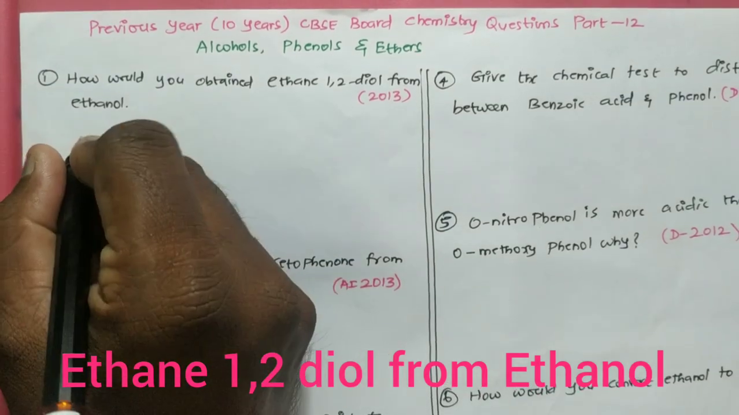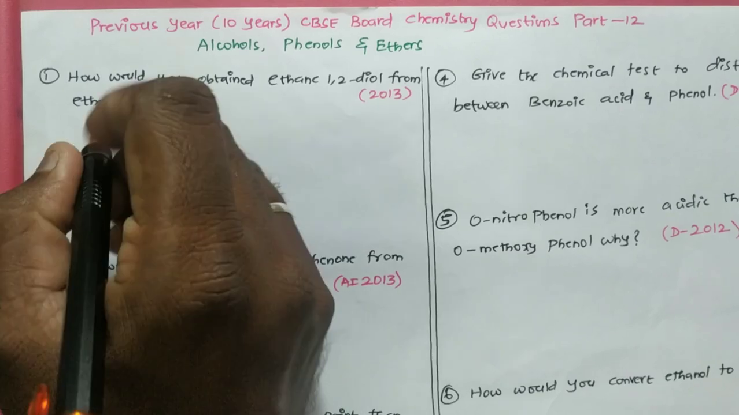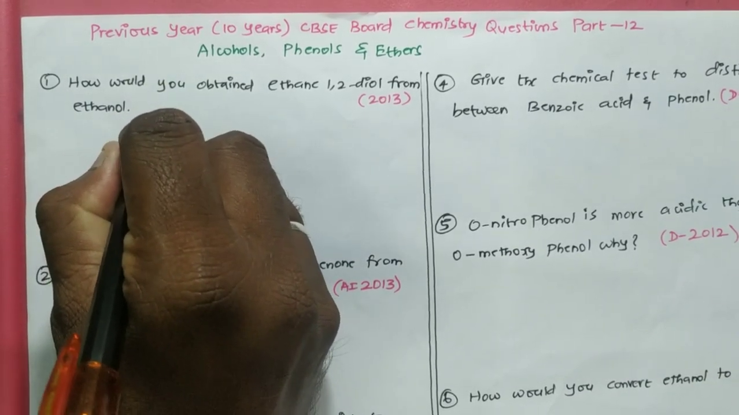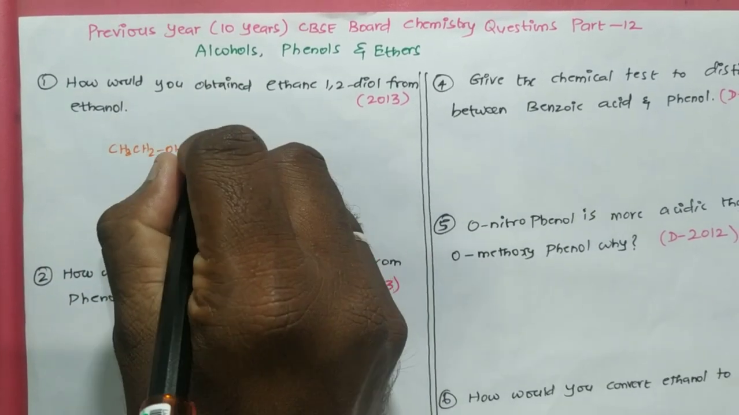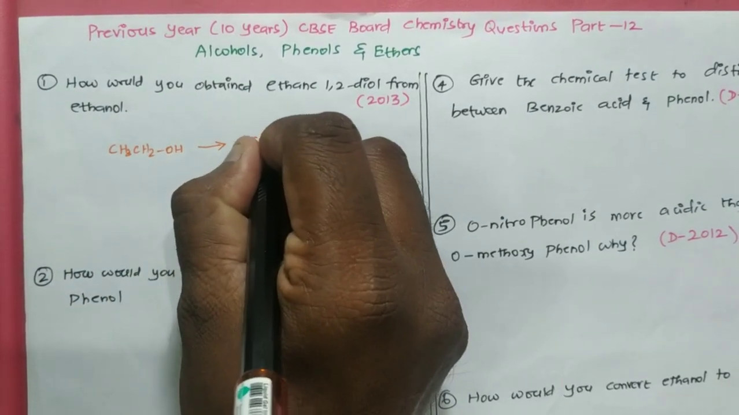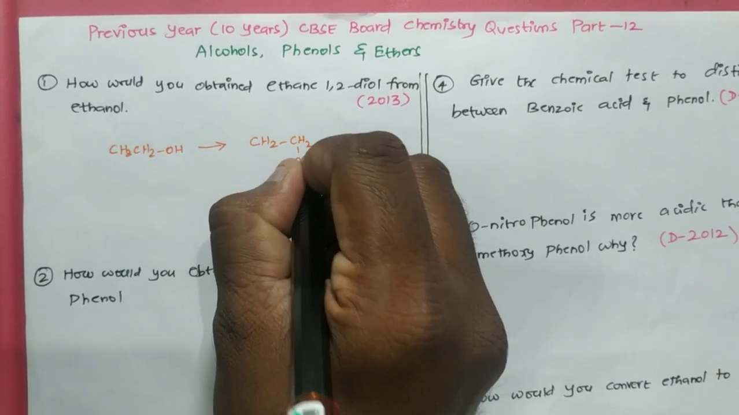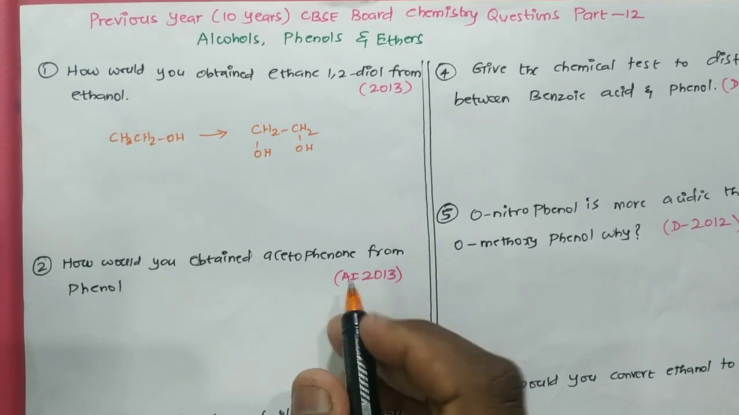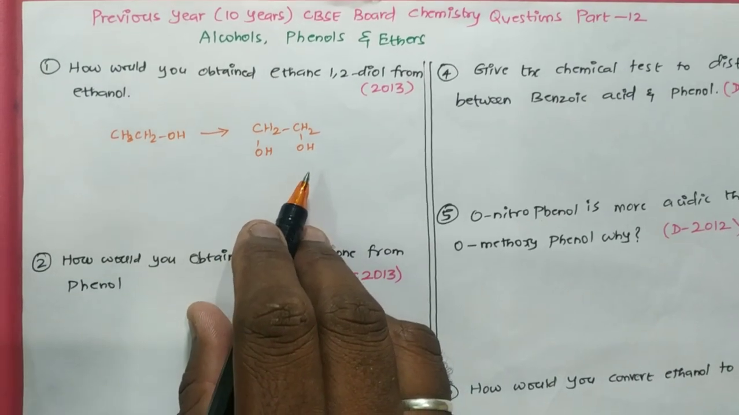So first of all, we have to write our reactant and product. From ethanol, my reactant is CH3CH2OH. This is the ethanol. My product is CH2OH CH2OH, so I'll be getting ethane 1,2 diol. This is my product. So let's see the reaction.